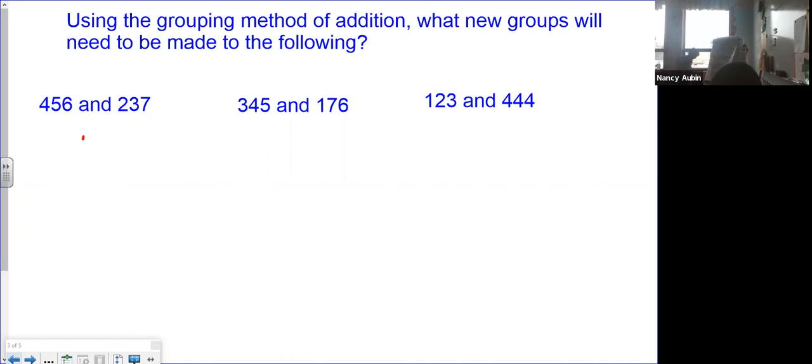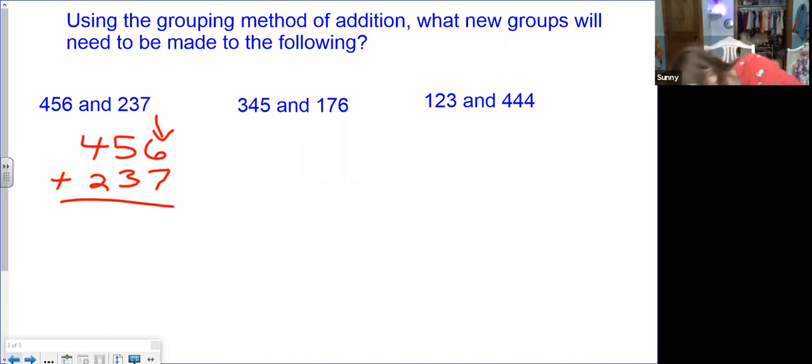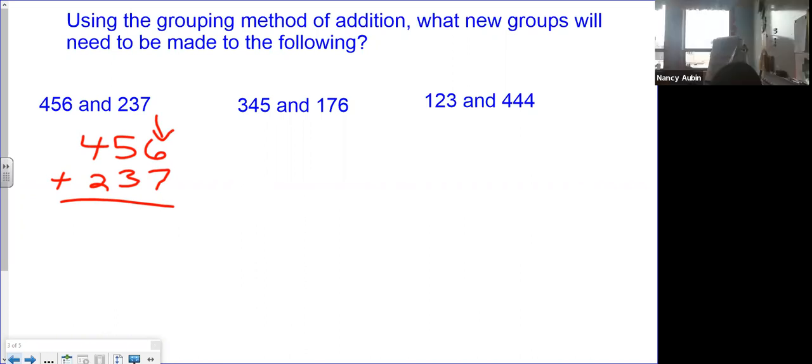So if I were to stack 456 and add 237 to it, remember we said the grouping method? That means we're making new groups. 6 plus 7 would equal what? 13, right? Can I put 13 here? Cooper, can I put 13 in the ones place? No, I need to make a new what? A new 10, a new group. So I have to put the 3, I make a new group.